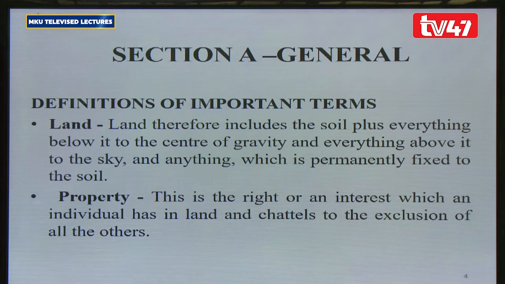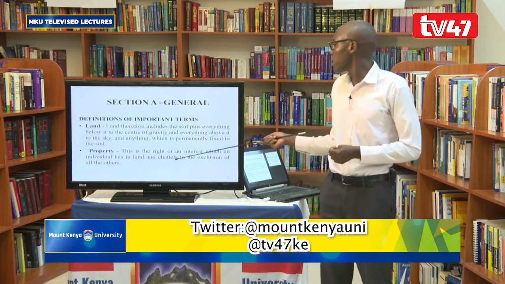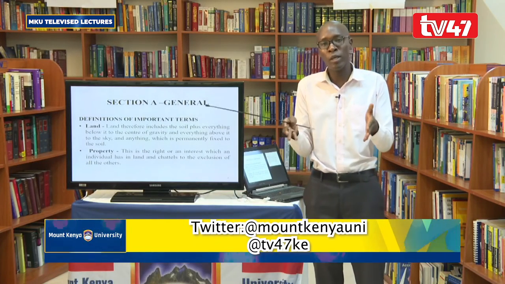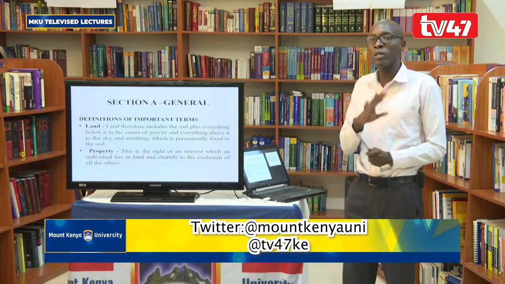There are a definition of terms, which I'm going to take you through. As you can see, we have land. Land is anything that comprises soil to the center of gravity and anything which is above it up to the sky. Then what is property? Property refers to the interest someone has either in land, the chattel refers to anything which is fixed on land, which can include something like the masts.